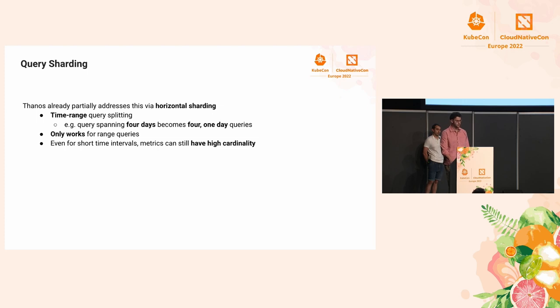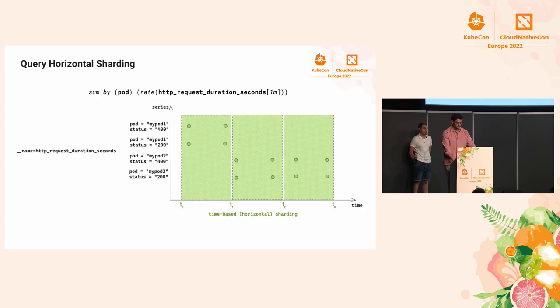And even for short intervals, on the graph that we were looking at before, a time slice can still have arbitrary cardinality. This is commonly known as the high cardinality problem in Prometheus, which is the more time series you have, the more expensive it is to execute a query.